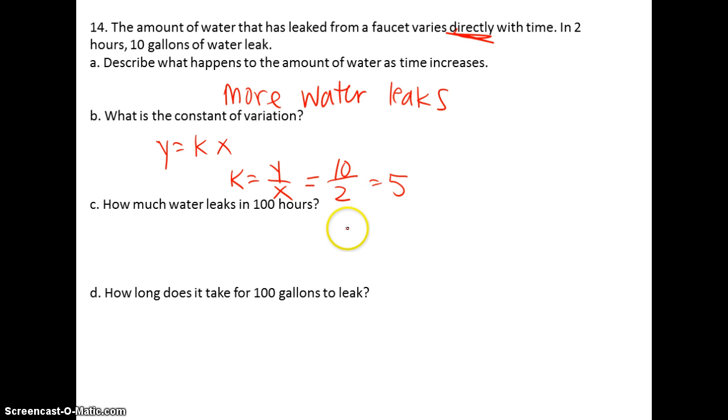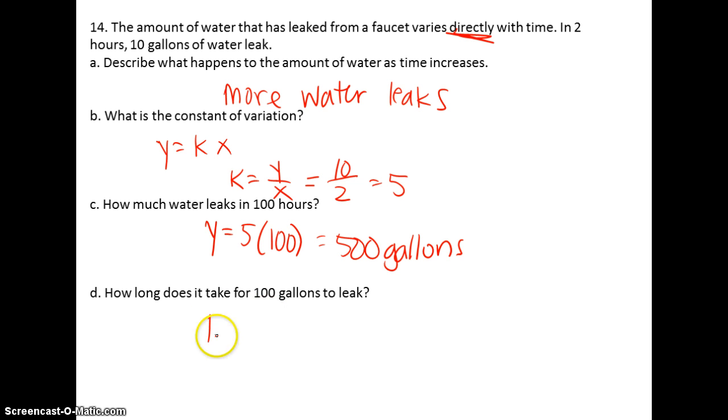All right, part C, how much water leaks in 100 hours? So we would have y equals 5 times 100, our k times x up here. So we would get 500 gallons leaks in 100 hours. How long does it take for 100 gallons to leak? So now we would do 100 equals 5x. So we divide by 5. So we get x equals 20. So 20 hours is how long it takes to leak 100 gallons.